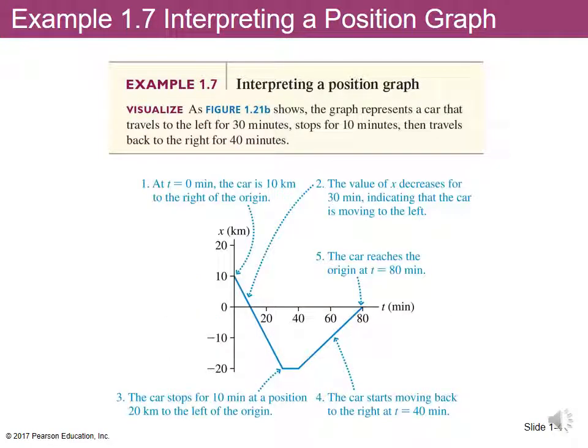So let's look at that. At t equals 0, the beginning of time, the car is 10 kilometers to the right of some origin. It moves back towards the origin. Where does it cross the origin? Right here. Then it keeps going in that same direction until it stops. So when you get a horizontal line here, then the car stops. It stops at a position of minus 20 kilometers, which means it's 20 kilometers to the left. Then it starts moving back to the right until it gets back to the origin again.